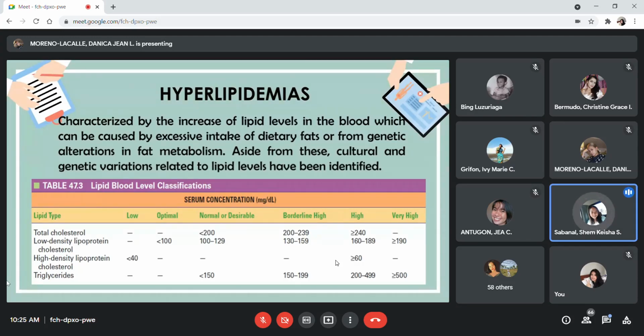So we have here in our table 47.3, which we got from the book. This table gives standard guidelines for lipid levels. So these are the normal values. I will not read all of this. I just hope that you guys read through this. Aside from dietary intake, of course, there are also cultural and genetic variations with regards to the lipid levels in our body. So let us know about these variations in the next slide.